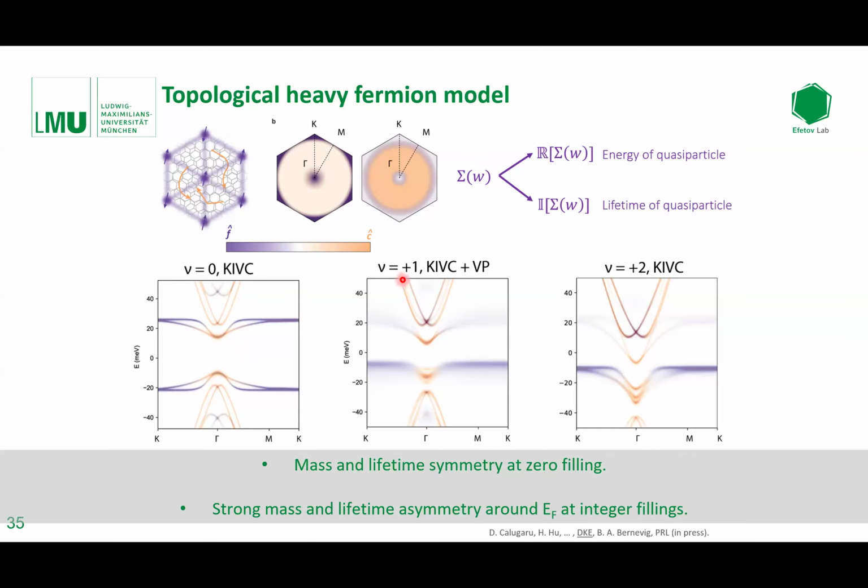However, if you repeat this type of calculation for filling factor 1 or filling factor 2, you will find that there is now a strong asymmetry between electron and hole excitations, where the symmetry at filling factor 0 is really gone. On the electron excitations, you very quickly hit these conduction electrons, whereas if you go to the valence band, you will actually hit the F electrons first.